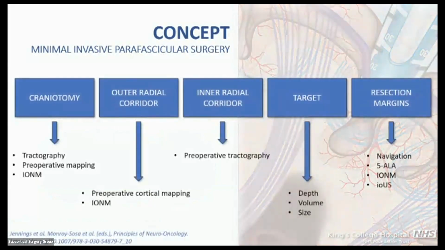And here we can see the summary of the concept of MIPS, as we saw as well yesterday. We start with a craniotomy, but of course, it's not the traditional definition of craniotomy. Here is the tumor, here is where we're opening. We have to consider all other aspects that you see on the slide, like our outer radial corridor, meaning the cortical function, the white matter tracts, so inner radial corridors, our target itself, what is the depth, what is the volume, what is the size of the lesion, but also what is the consistency.